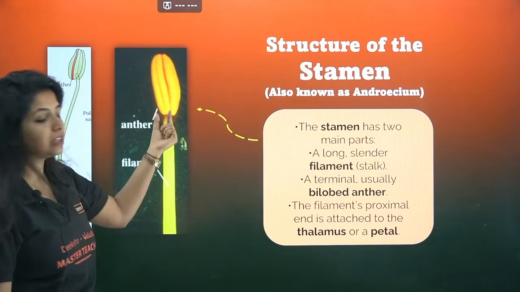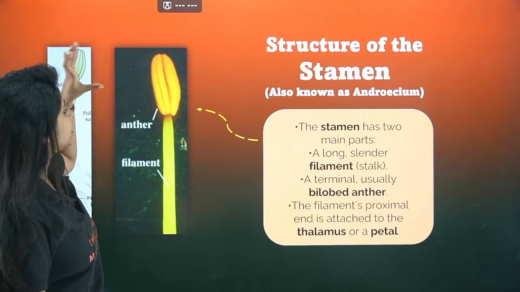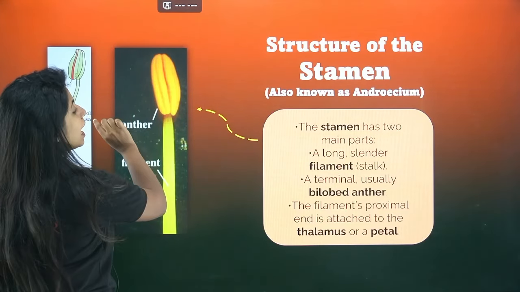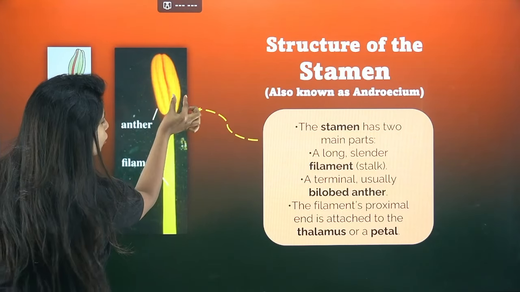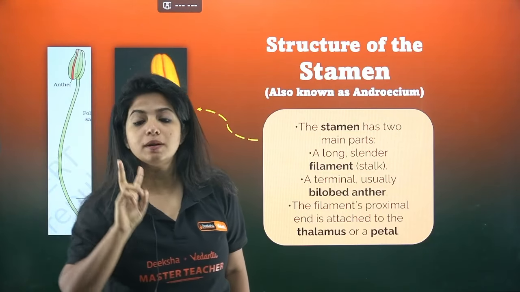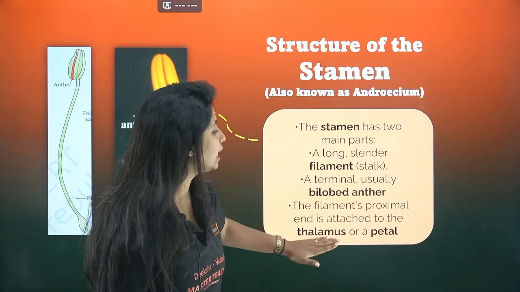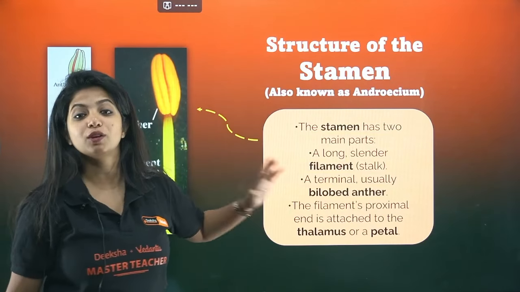Filament. This long slender thing is known as filament, and basically at the tip you have a bilobed anther, as in you can clearly see it has what? Two lobes. One lobe, second lobe. So basically it is a bilobed anther out there. Now, the filament's proximal end is attached to the thalamus or a petal. This is where from the question came from.